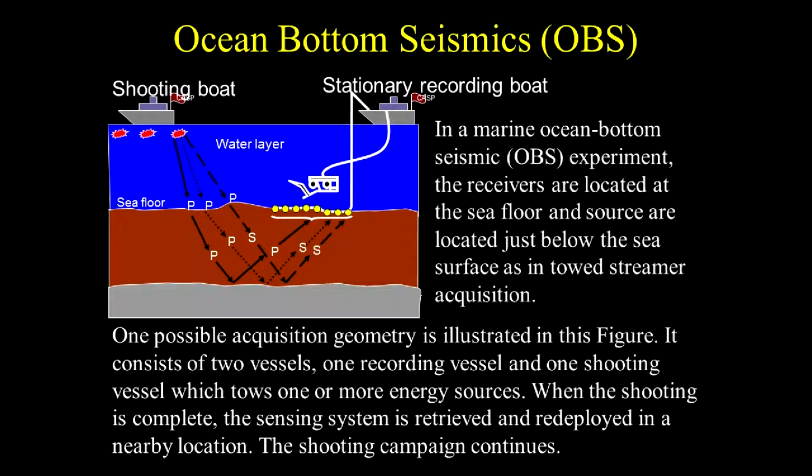The second marine acquisition is called ocean bottom seismics, or OBS. In a marine ocean bottom seismic experiment, the receivers are located at the seafloor and the sources are located just below the sea surface, as in towed streamer acquisition. One possible acquisition geometry is illustrated in this figure.